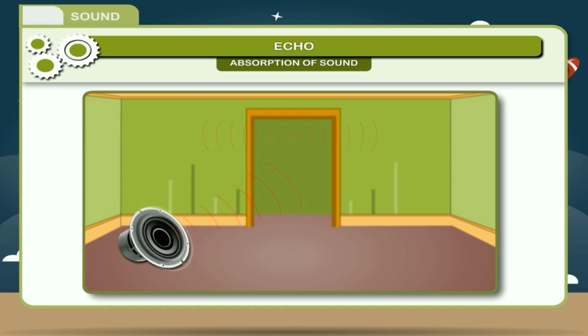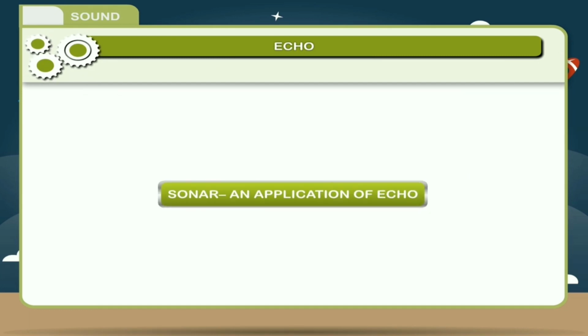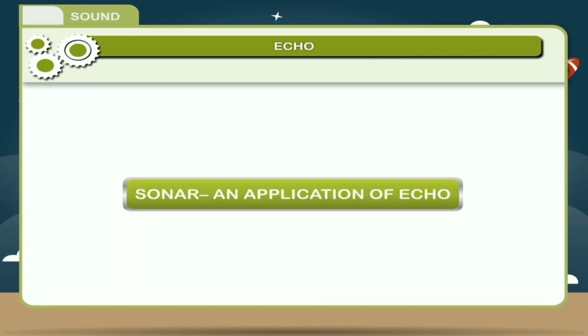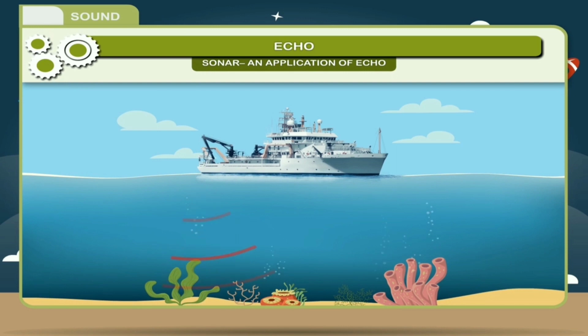Now we'll see sonar, an application of echo. The property of reflection of sound is utilized in sonar, sound navigation and ranging, which produces and receives ultrasonic waves after reflection from an obstacle. It is used in ships, submarines, etc. to measure the depth of the sea.